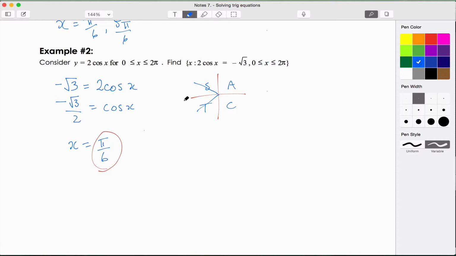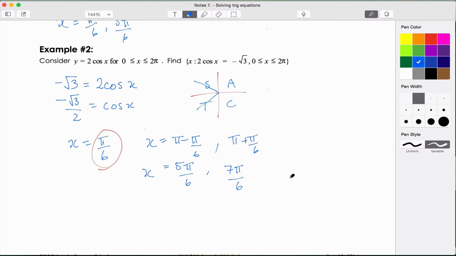This one here is going to be pi minus pi over 6, which is 5 pi over 6. Or pi plus pi over 6, which will equal 7 pi over 6. Keep going, we get to 2 pi and we don't hit any more. So we've got our two solutions here.